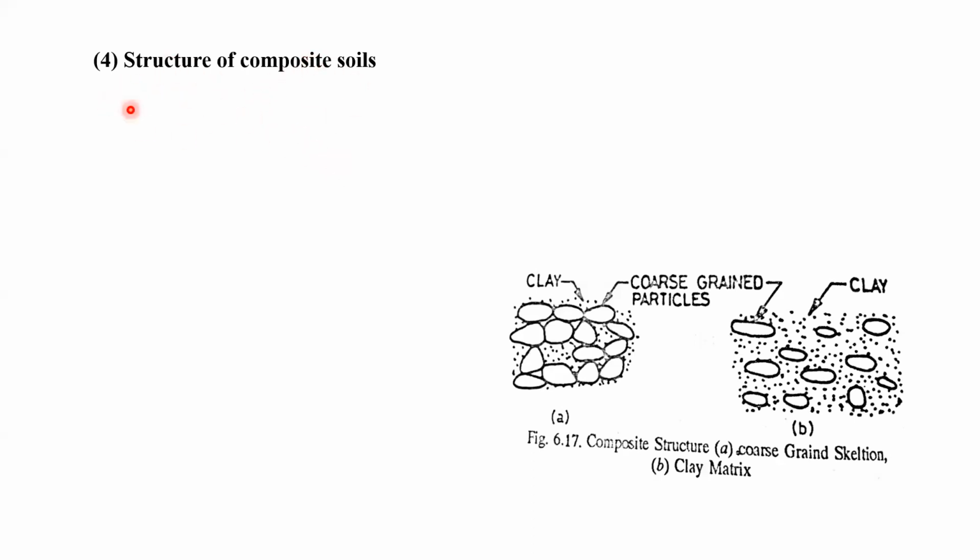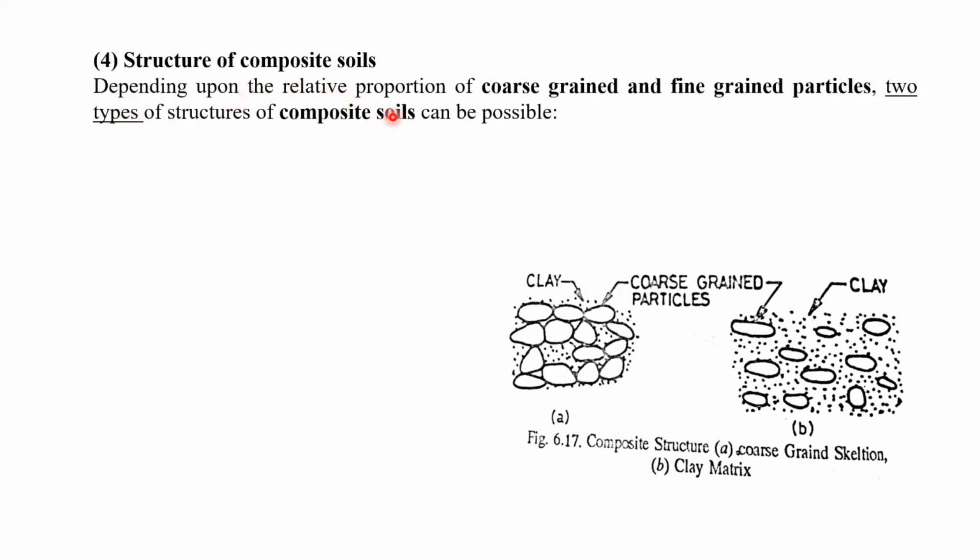Now we shall see the next characteristic: the structure of composite soil. This topic also comes under the structure of soil. Depending upon the relative proportion of coarse grain soil and fine grain soil, two types of structures of composite soil are possible. Normally we say fine grain soil is cohesive soil, the clay soil, and cohesionless soil is the category under which we consider sand and gravel.